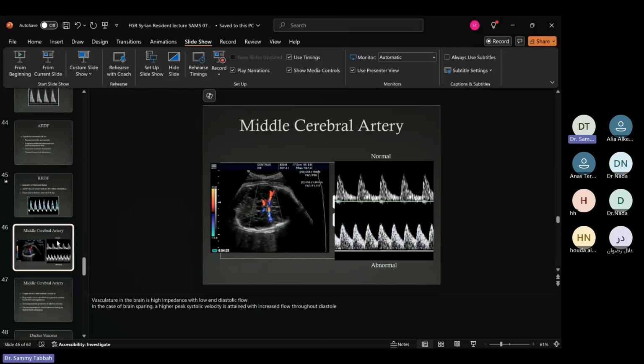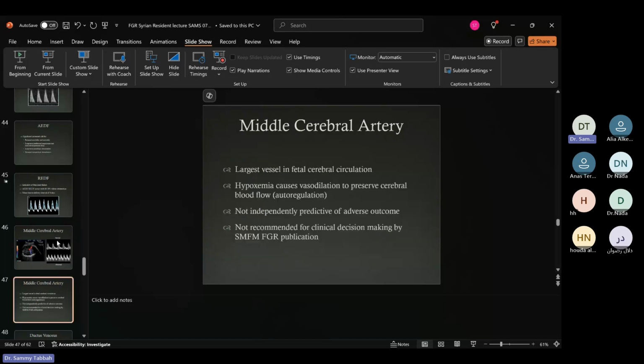There are other blood flow studies that we look at, but these are not recommended to be followed, at least in our US based literature. So I'm not going to spend time reviewing the middle cerebral artery and the ductus venosus.